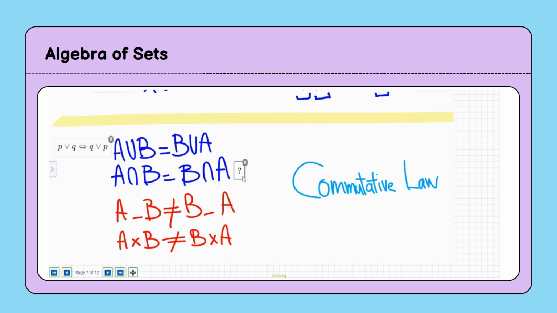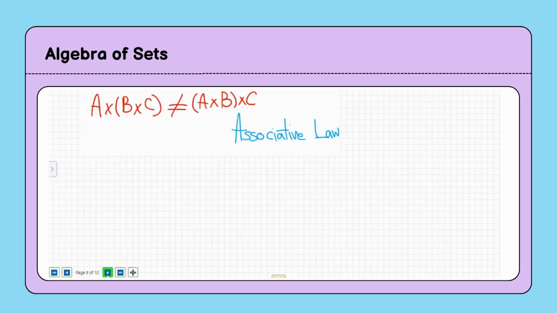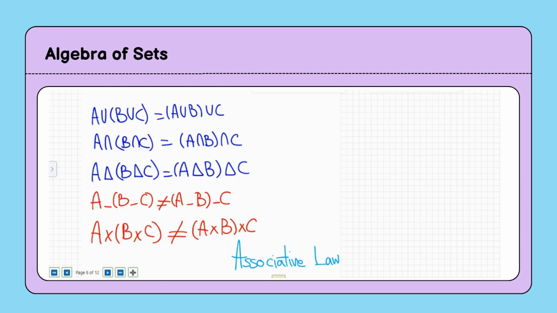Here we have the commutative law, which means they can change places. P and Q, Q and P are equivalent, the same as A and B with intersection, B and A, they're equivalent. Same goes with union. Don't forget that it doesn't work with A minus B, and it doesn't work with the A cross B. You can draw a Venn diagram for the first one to see why not.